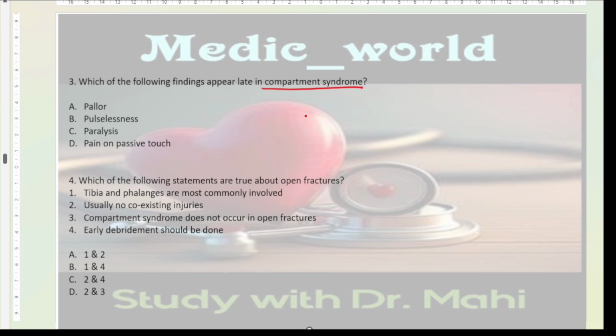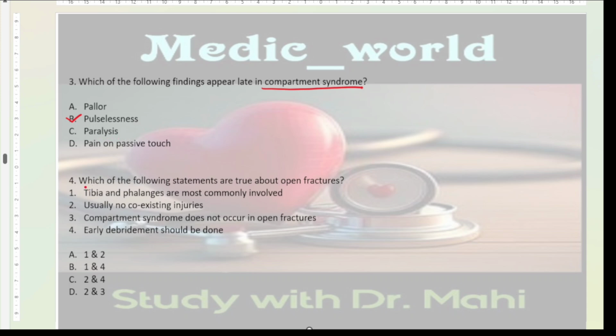Now, the answer to this question, which is the late finding. The first finding we all know is the pain, which is not responsive to analgesics. And the last finding is pulselessness. So, the answer is B. All other findings are also seen in compartment syndrome, but the late or last finding is pulselessness.